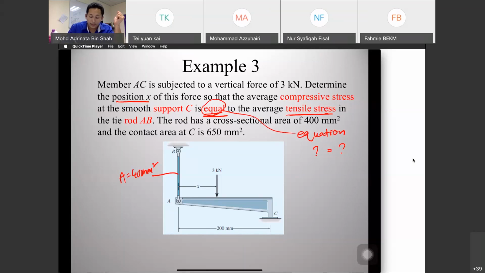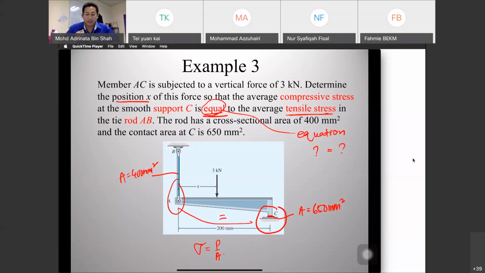And the contact area at C is 650. So dalam soalan, average compressive stress at the smooth support C, so dekat sini, equal the average tensile stress in tie rod AB. So ini yang sini sama. Sama dari segi apa? Average tensile stress, sigma average P over A.